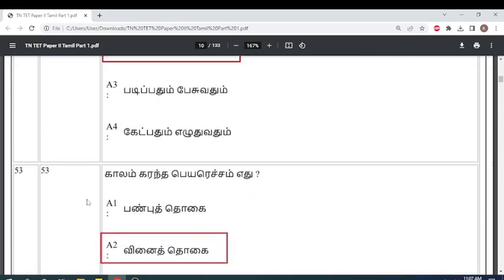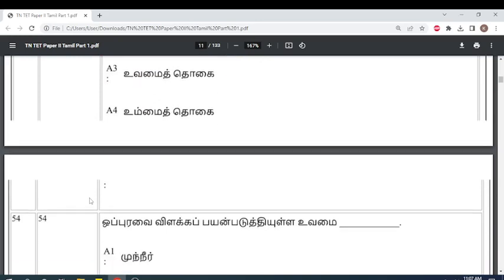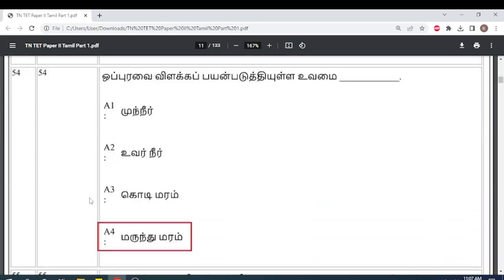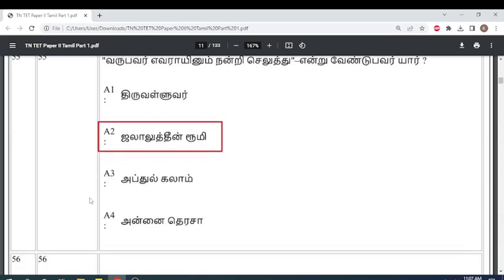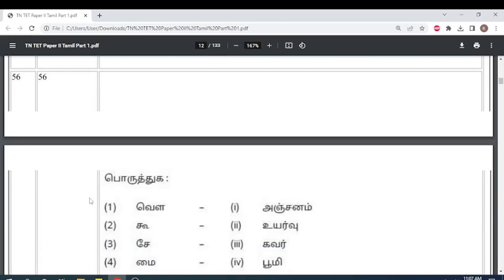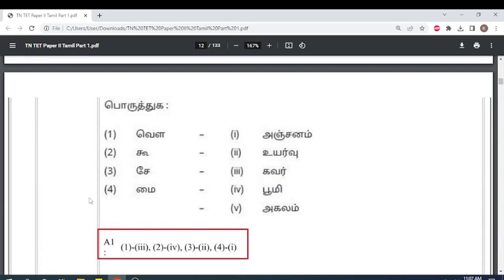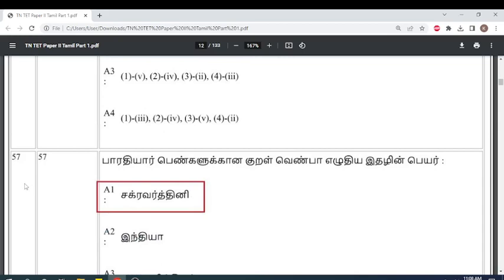53rd question answer A2. 54th question answer A4. 55th question answer A2. 56th question answer A1. 57th question answer A1.